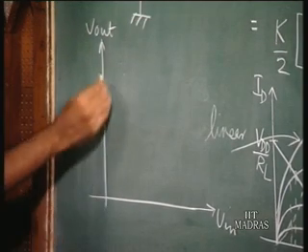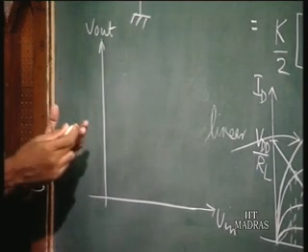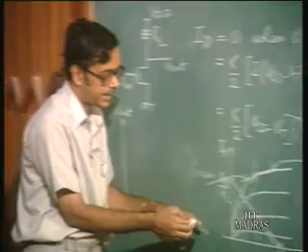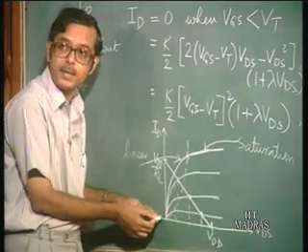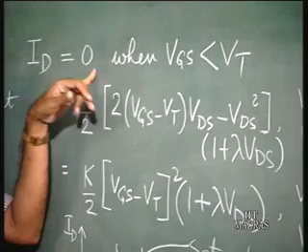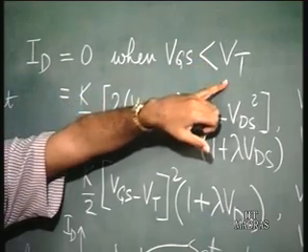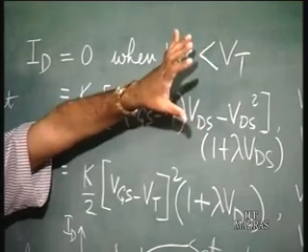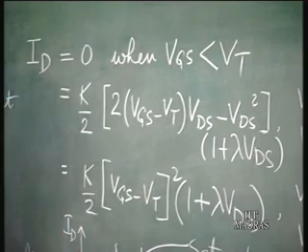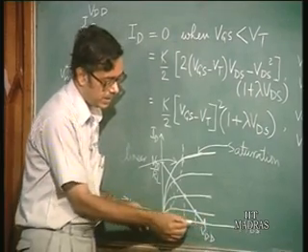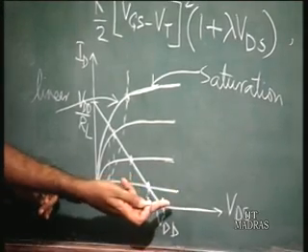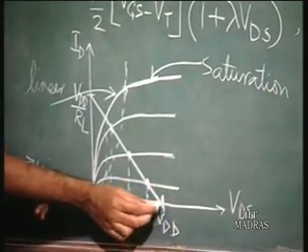Now, when V in is 0 volts, what happens? Which is the characteristic curve here? If you look at these equations, ID is equal to 0 when VGS is less than VT. So if VT is, say, 1 volt, then when V in is less than 1 volt, ID is 0. That is, the drain current curve corresponds to the x axis here. So the point of intersection is at VDD.